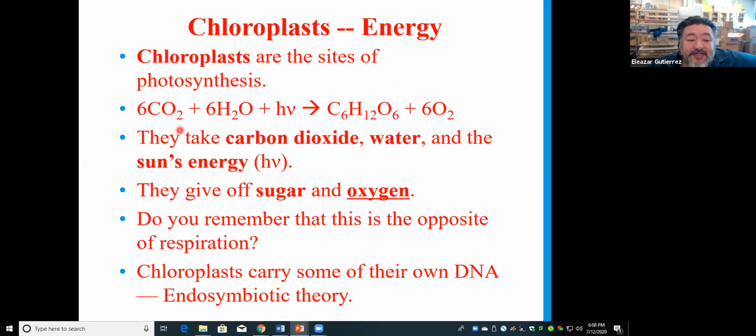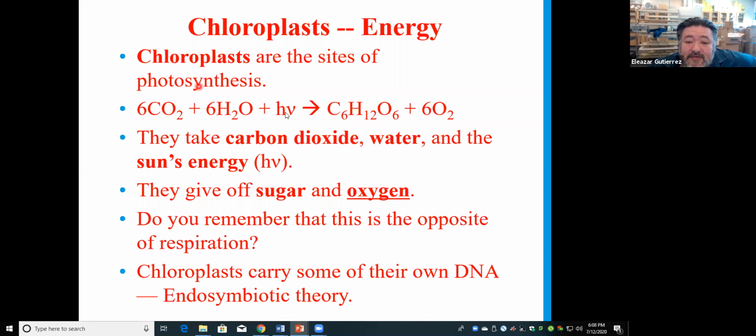So here's photosynthesis. You take 6 molecules of carbon dioxide, you take 6 molecules of water, you take some sunlight, and then this beautiful chloroplast gives us a delicious molecule of sugar and 6 wonderful molecules of oxygen. You and I are alive because of chloroplast.